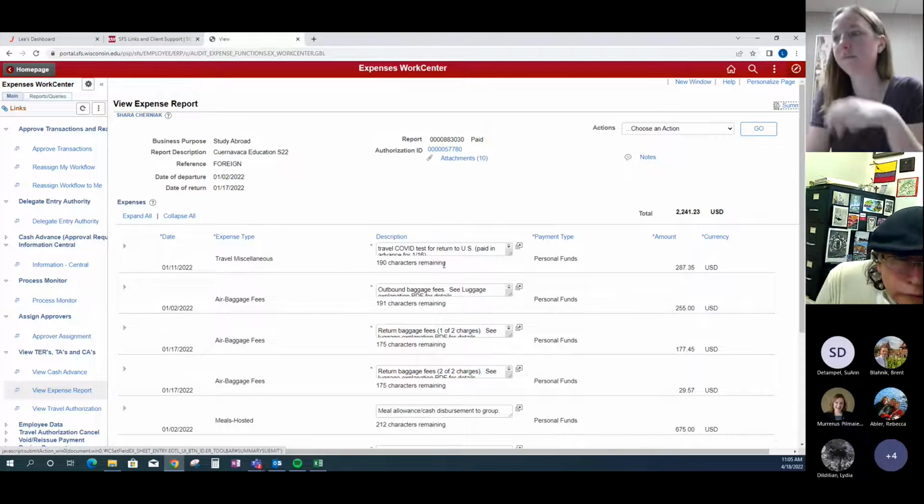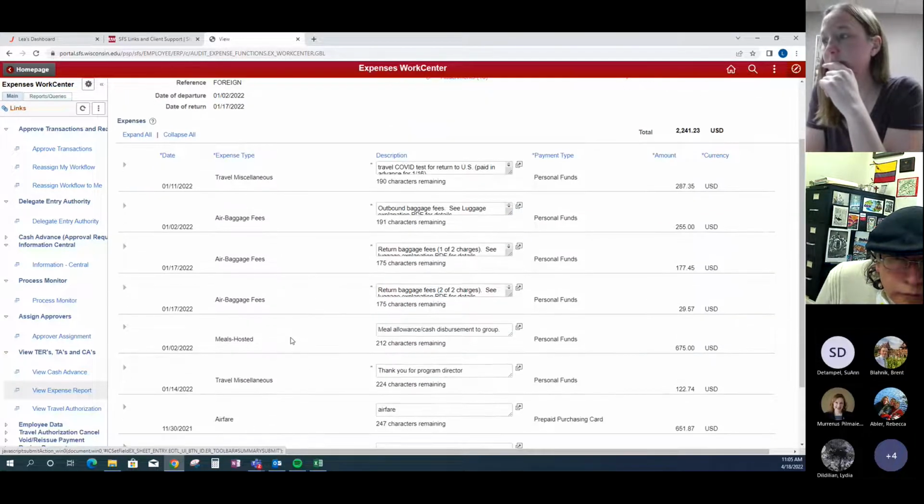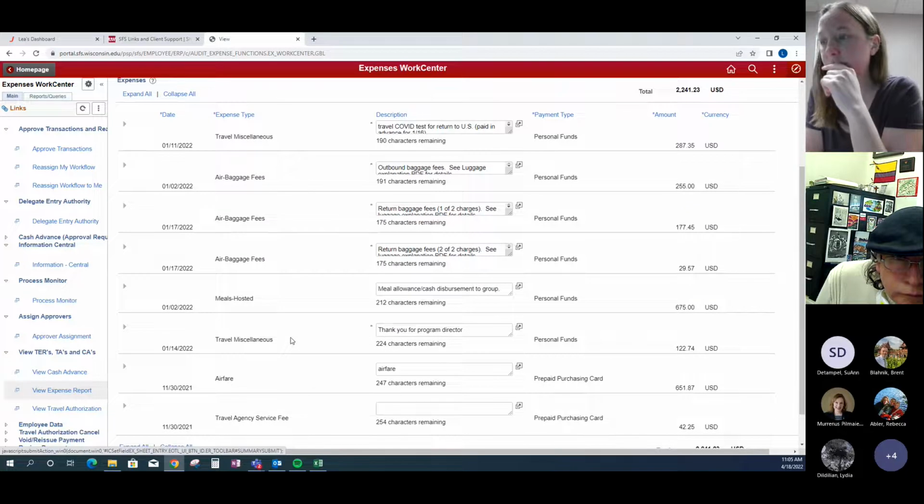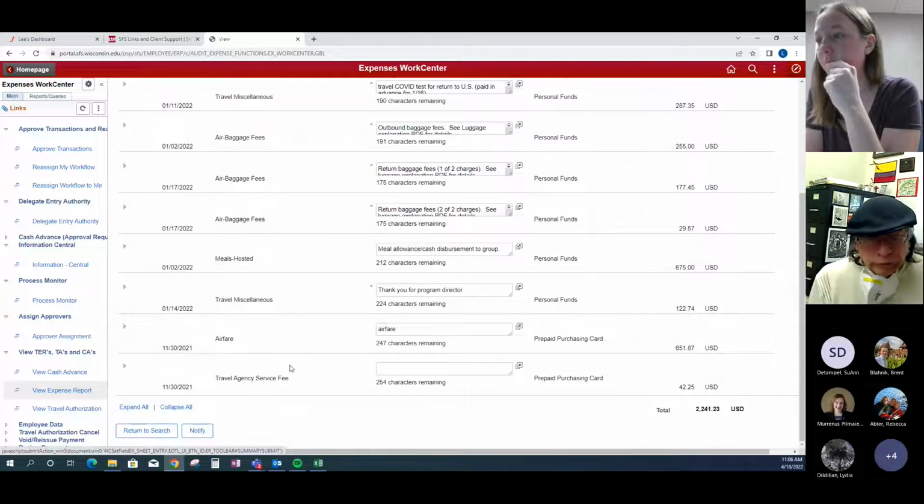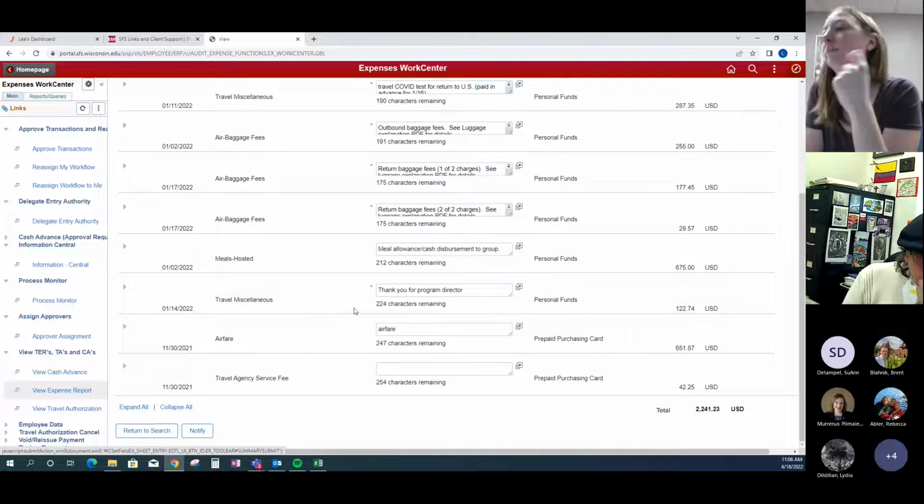Travel miscellaneous, these were COVID tests for return to the US. This is how much was spent, baggage fees. It's all sorted out by the actual expense. Meals hosted, if you had any meals that you were hosting, airfare, travel agent service fee. This is a fee that we're charged by Fox World Travel to actually book these tickets. And then any other miscellaneous expenses, the thank you for the program director.